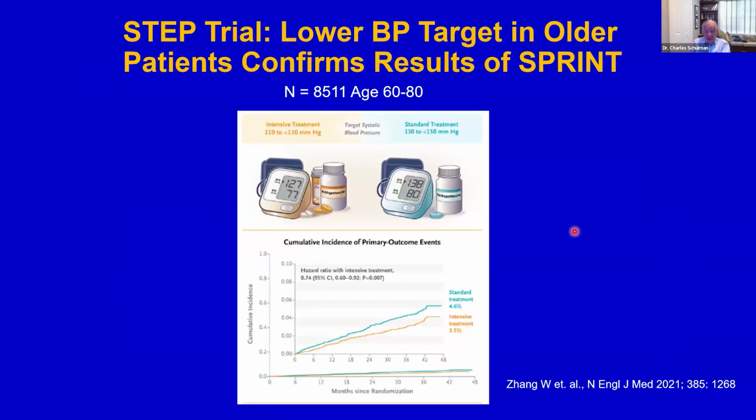Now, this is a newer trial. This is a trial that was done in China and confirmed those results in older patients. 8,500 subjects between the ages of 60 to 80 were randomized to standard treatment of systolic blood pressures of 130 to 150, and an intensive treatment group with a goal of 110 to 130, and again a 26% relative risk reduction, statistically significant. So this confirms the SPRINT results.